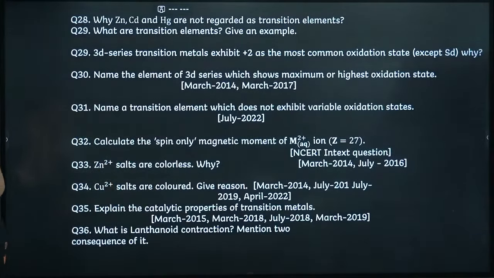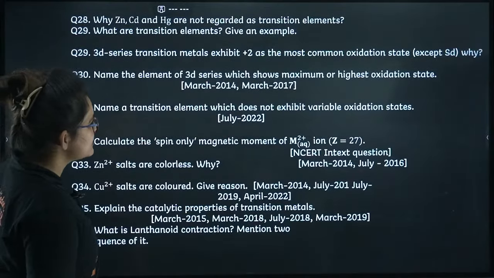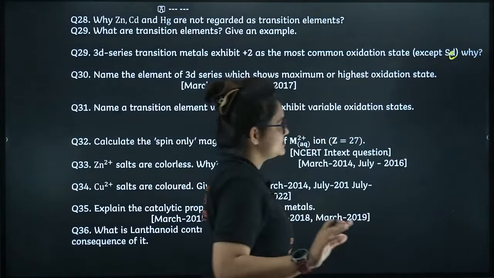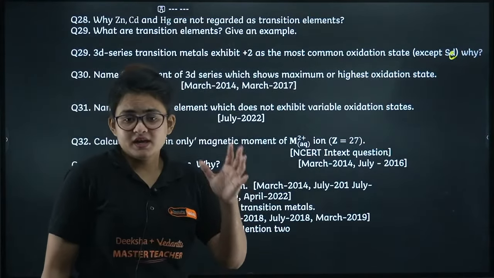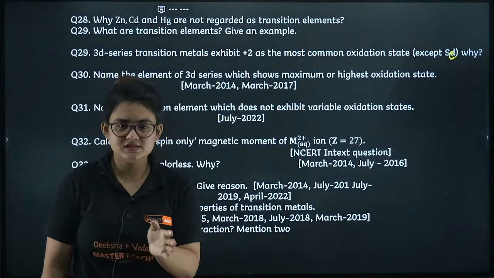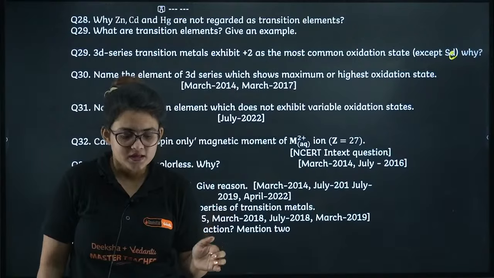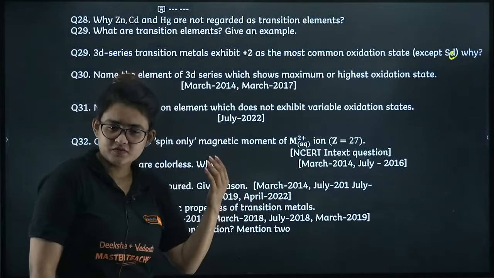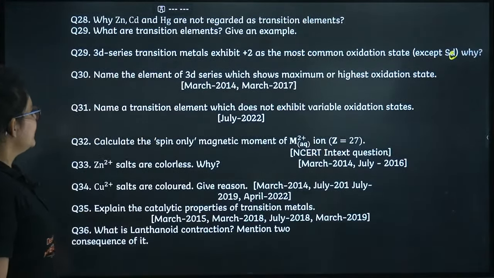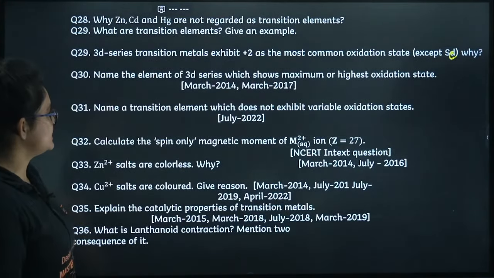Okay, next, 3D transition metals exhibit +2 as the most common oxidation state, except, okay, this is Sc, not Sd, typing mistake, sorry. So what is the reason behind it? Because it is having a 4s2 outermost shell, so that gets eliminated in most of the cases. Definitely copper and scandium exhibit +3 oxidation state usually. So there are variations, but in general that 4s2 electron gets removed, that's why you can get the +2 oxidation state.